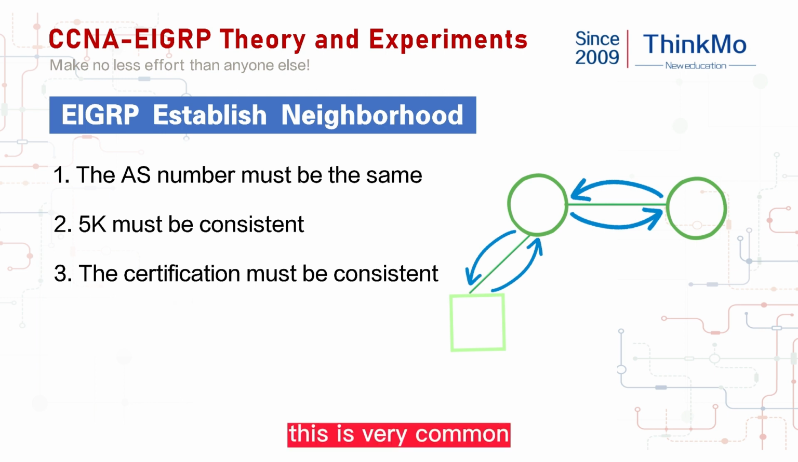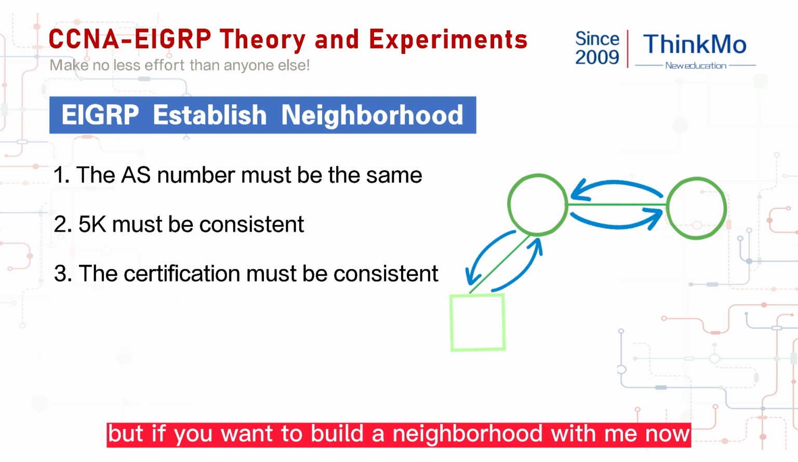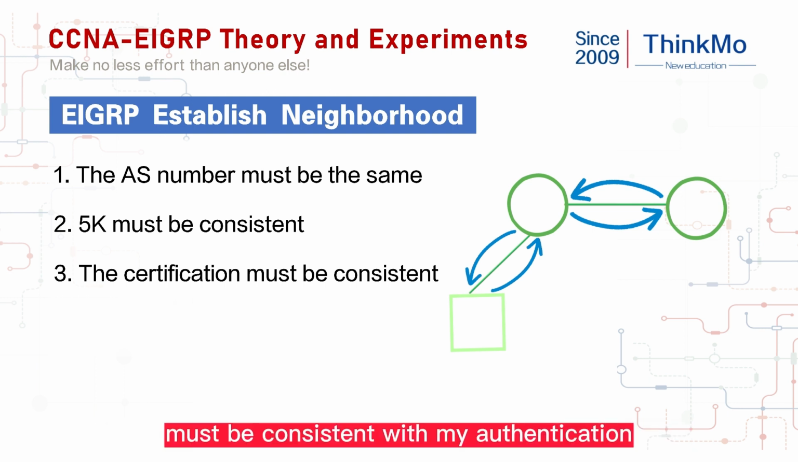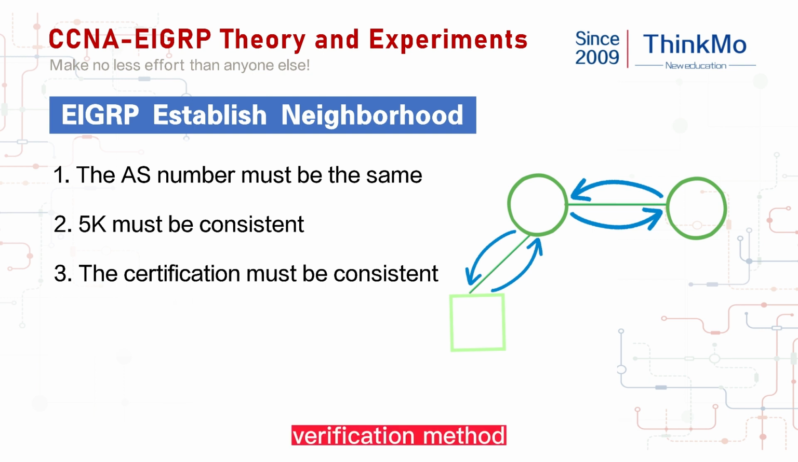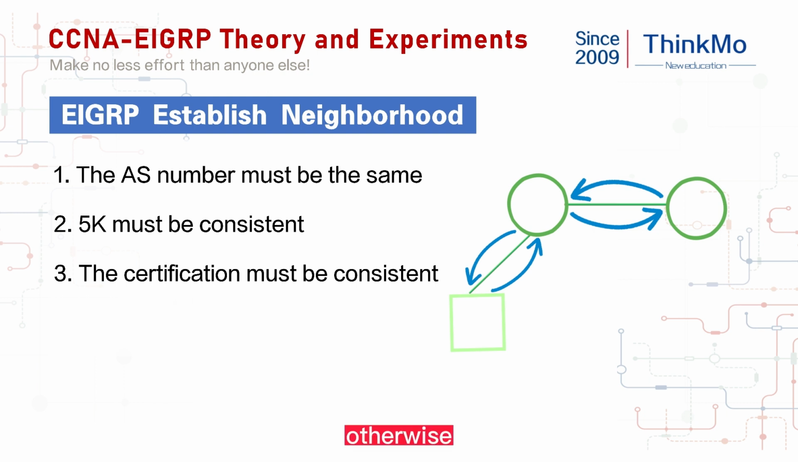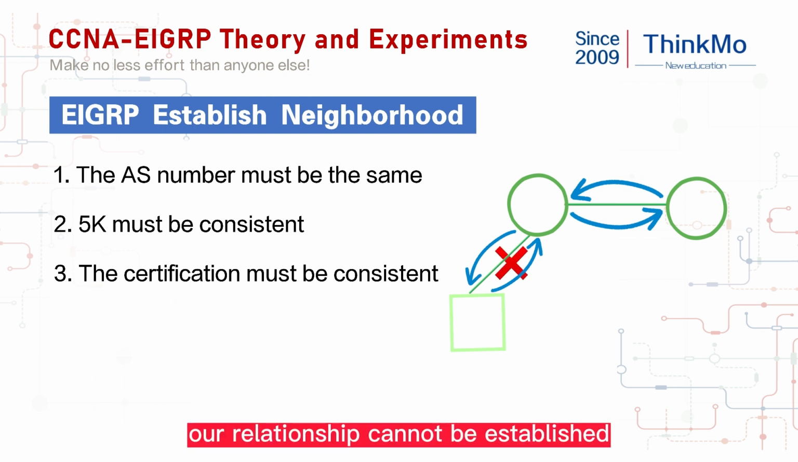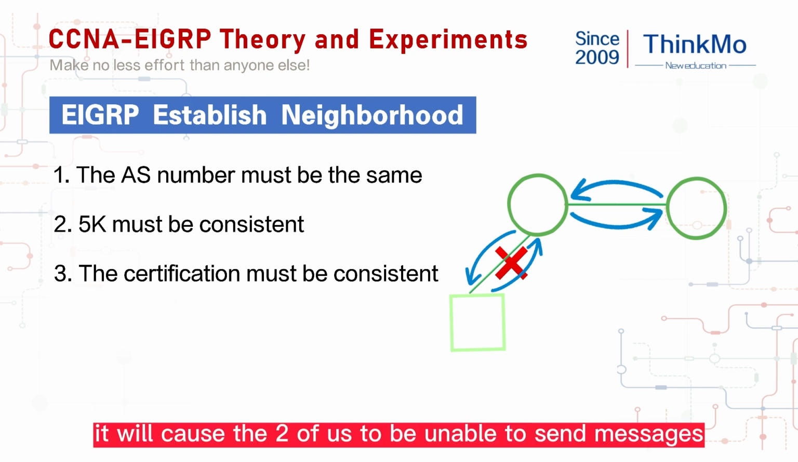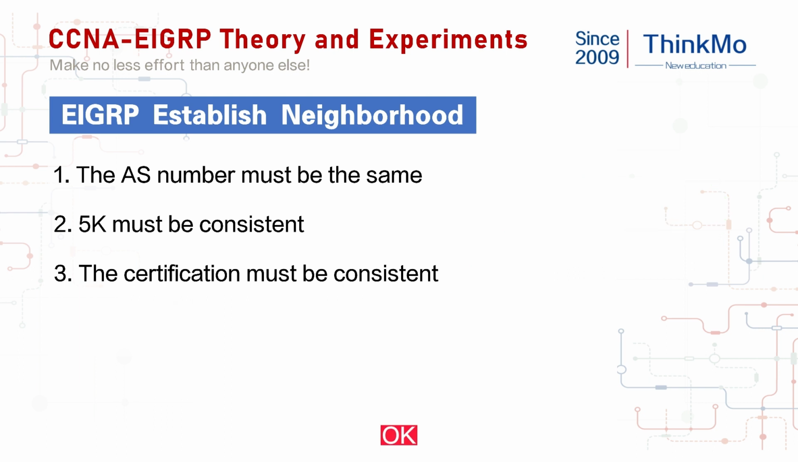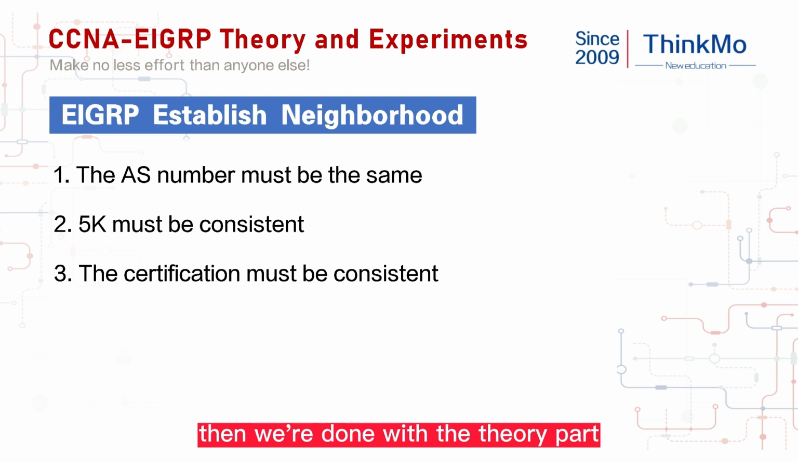This is very common. But if you want to build a neighborhood with me, then the message you sent must be consistent with my authentication. I use some kind of encryption algorithm and verification method. You must also use this method, with the same password. Otherwise, our relationship cannot be established, and it will cause the 2 of us to be unable to send messages. But by default, we do not authenticate. Okay. Then we're done with the theory part.